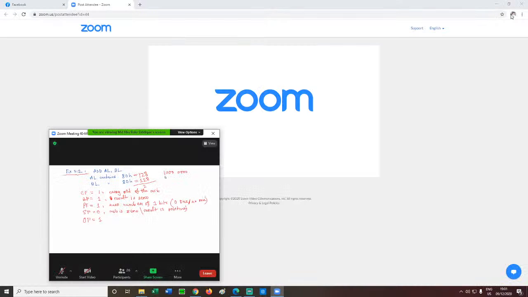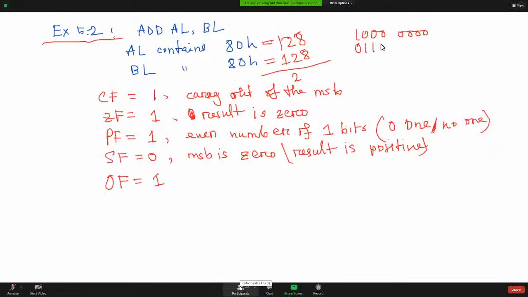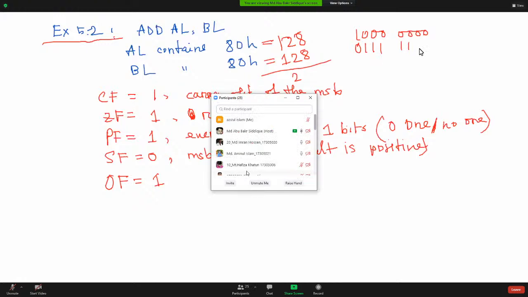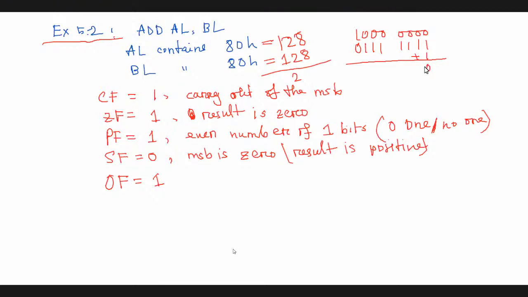Okay, so you get 0 0 0 0, then 0 1 1 1 1 1 1 1. That is what you get. And again 1 plus 1, plus 1. So what do you get here? Sir, all of them will be 0, 0 0 0 0, carry out 1, sir. 0 0 0 0, then 1. Okay, so then 1.